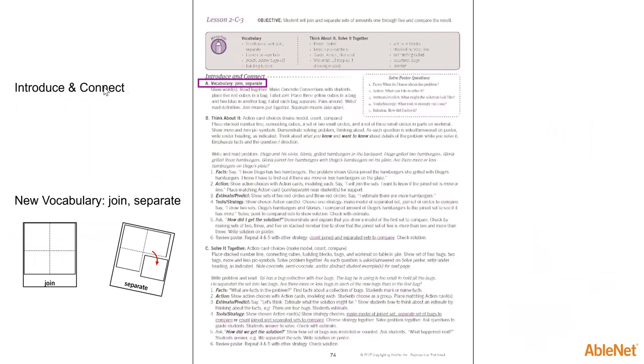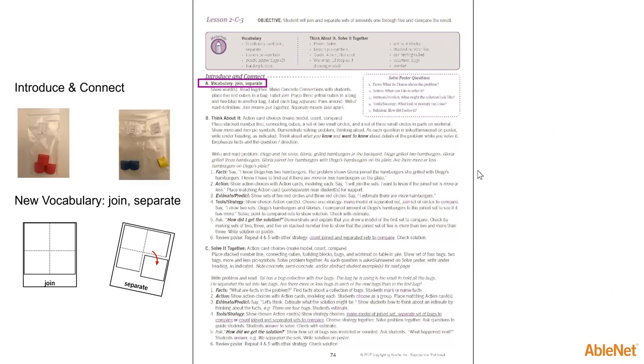Now we're on the third page and we're introducing and connecting, beginning with the new vocabulary that was informally introduced on the first page and that second half of the page. The words here for new vocabulary are join and separate. They're the concrete connections for join and separate.